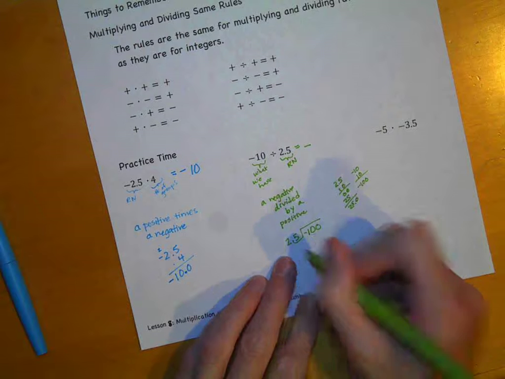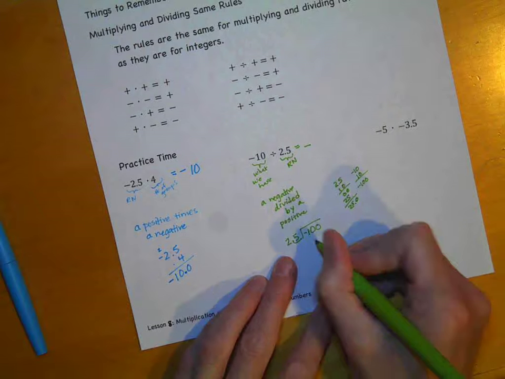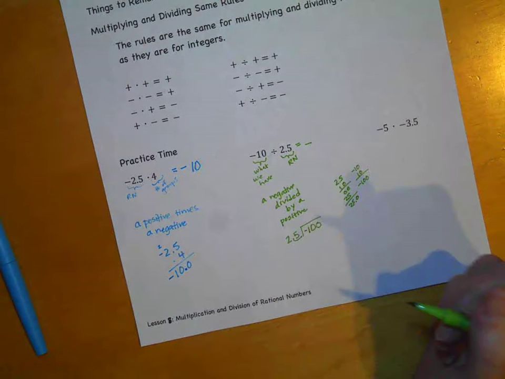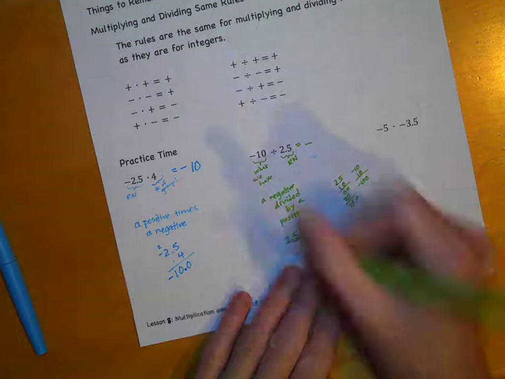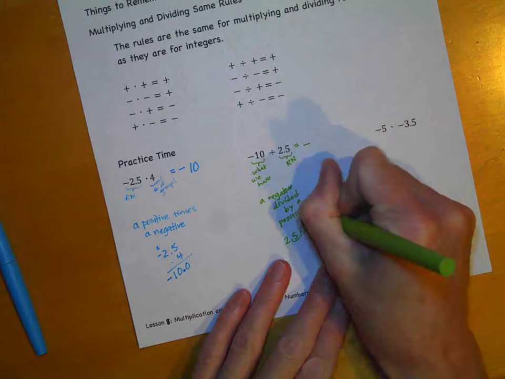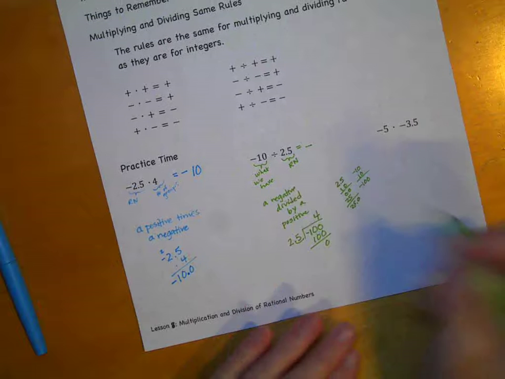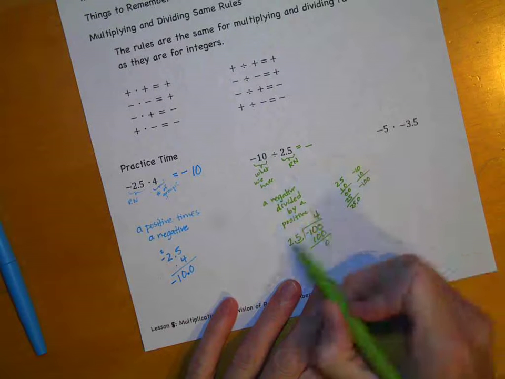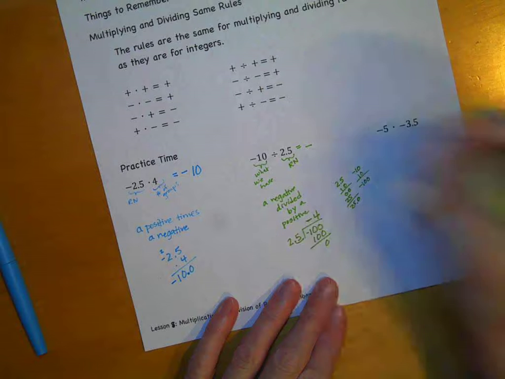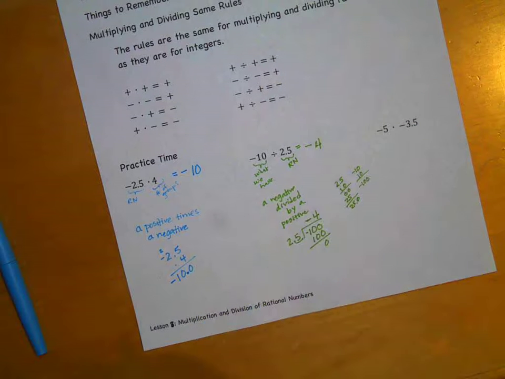And then we ask ourselves, how many 25-cent pieces are in a dollar, because that's how I always think about 25 and 100. And I say, oh, well, that's easy. That's 4. And so we get 4. And now we have to remember that a negative divided by a positive gives me a negative. So the answer to this problem is negative 4. Okay? Well, that wasn't difficult either.